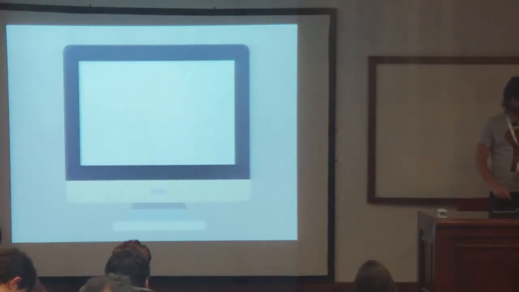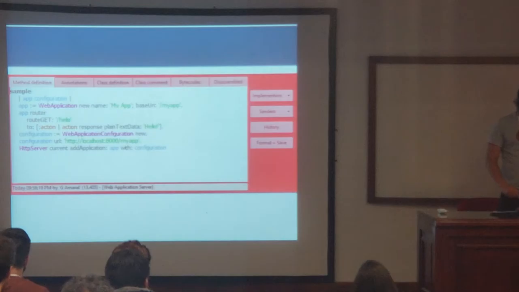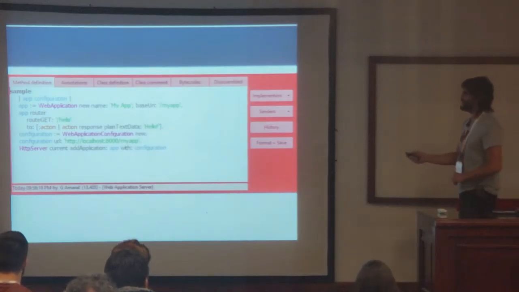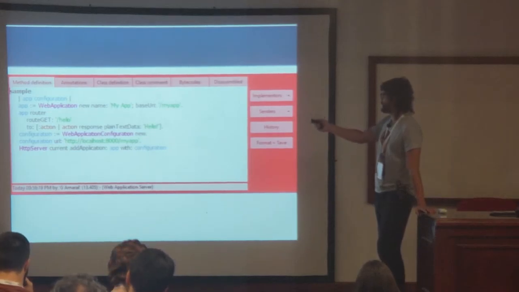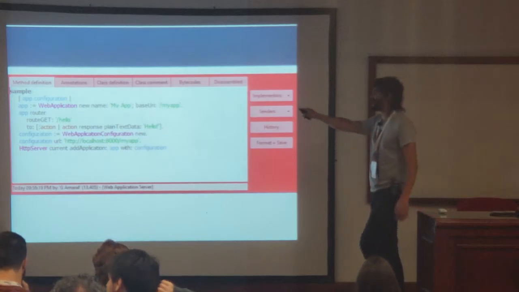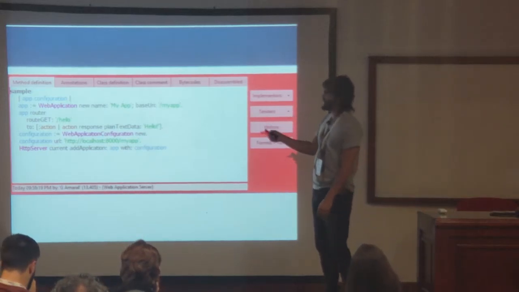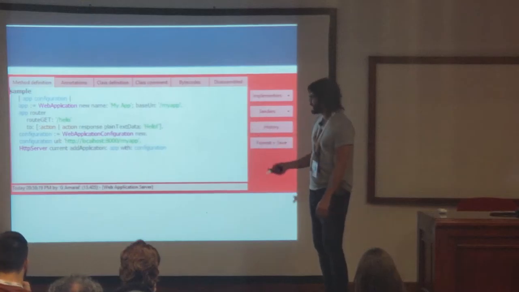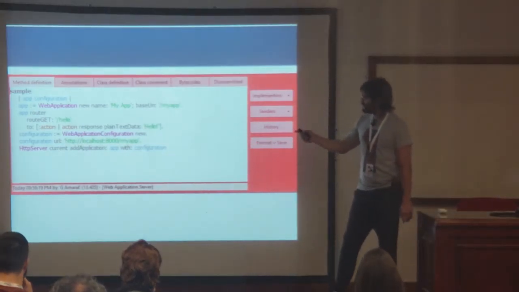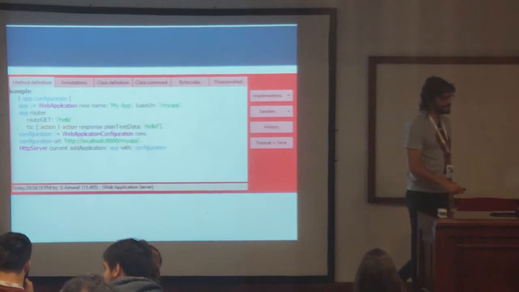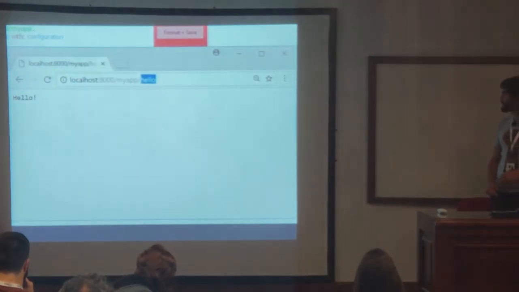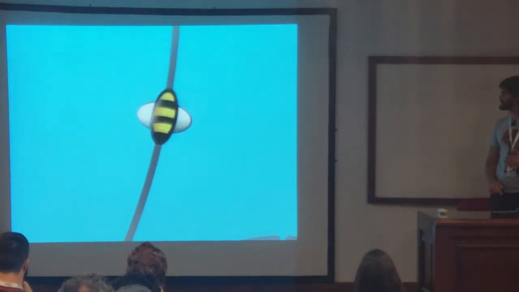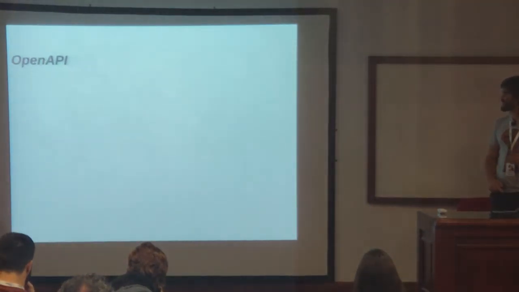For instance, this is just an example. Here you can see how we instantiate a web application, in this case in this URL, and just plug the behavior of hello. And then we just load the application on a current instance of the HTTP server. This is just an example. It looks like this. All right, this is the obvious, I guess.